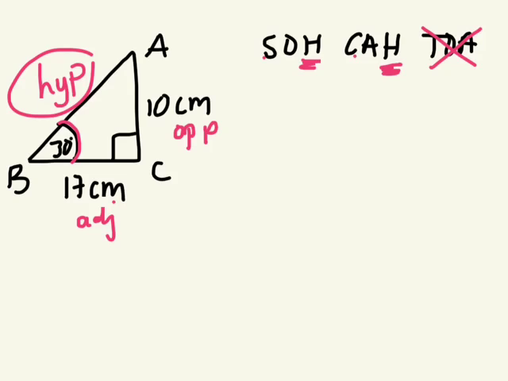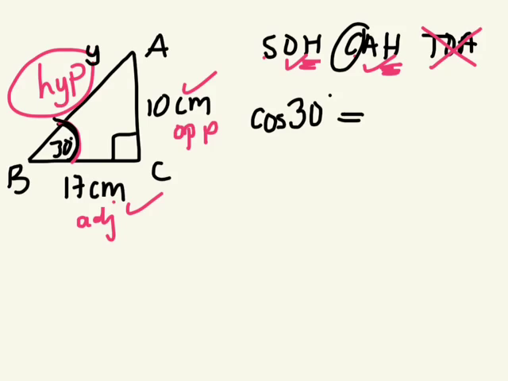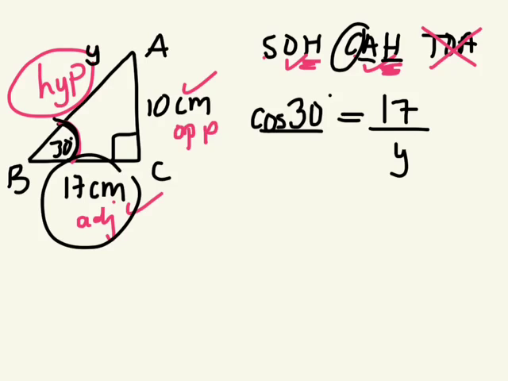Yes, why? Do you know the opposite? Do you know the adjacent? So which one do you want to use? Doesn't matter. Okay, and we had this labeled as y. So we're going to use cos. Look here for a sec. Cos 30. Again, we're still working with this angle. Equals, well, which side is adjacent? 17 over what? Hypotenuse, right? So y. Put this over 1, cross multiply.